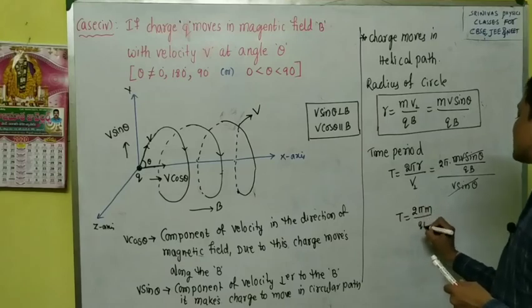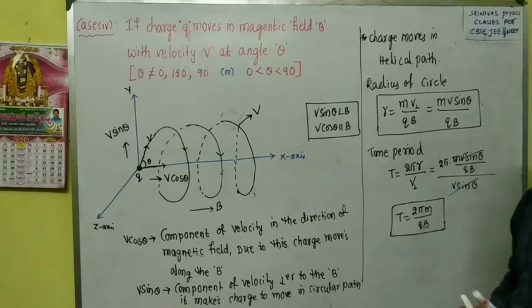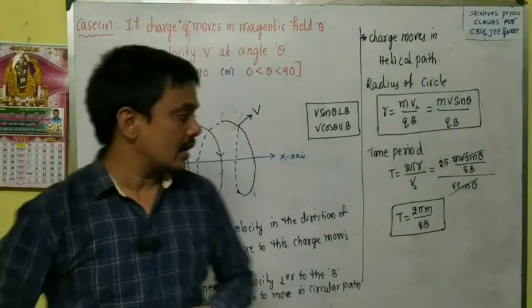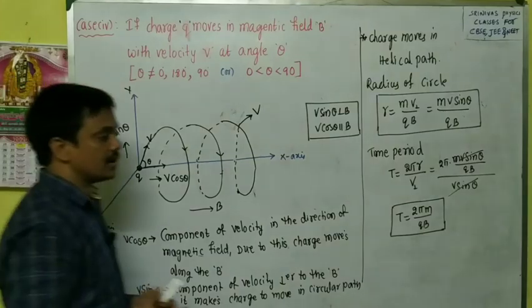In this case also, the time period formula is again 2 pi m by qB. The same formulas are applied; only the radius formula is changed. The time period formula is again the same. The time period is independent of the angle. 2 pi m by qB.